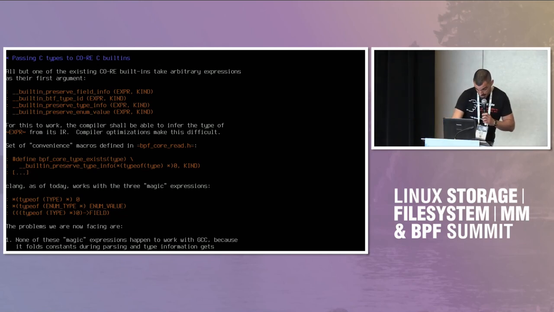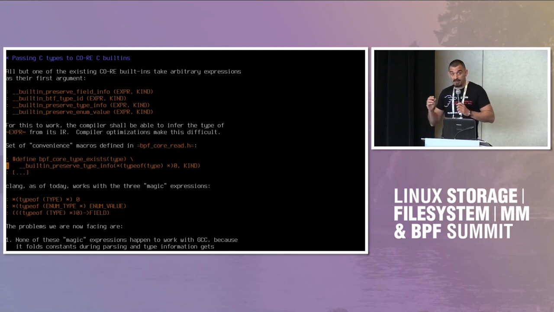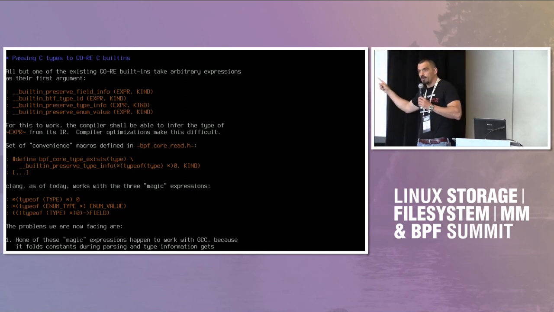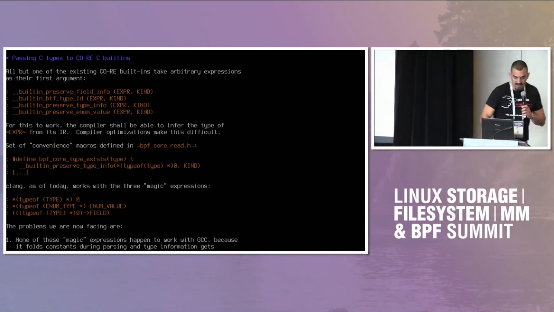And that's why in bpf_core_read.h, you have macros like this one that make sure to pass expressions which are carefully crafted, so they work with this particular version of Clang, and it's not guaranteed that it's going to work forever. As Alexei mentioned, for example, a new optimization in the parser: Clang is going to do constant folding in the parser like GCC does. That's one of the problems we had. This stops working. So we identified three different magic expressions that are used by this kernel header to make sure that the built-in is invoked with something that the compiler can actually understand, which are those three.